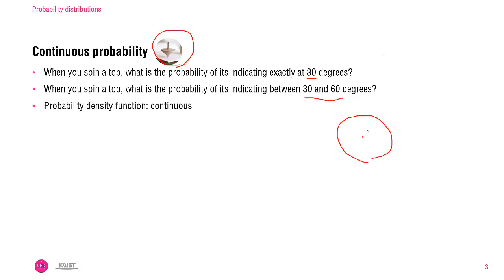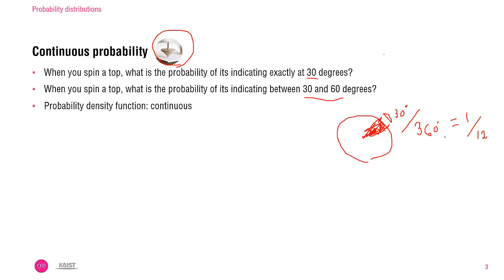Therefore, the probability between 30 degrees and 60 degrees, so here is 30 degrees approximately, that the top stops within this angle is 30 over 360 degrees. That's the actual probability we can calculate. So it would be 1 over 12.